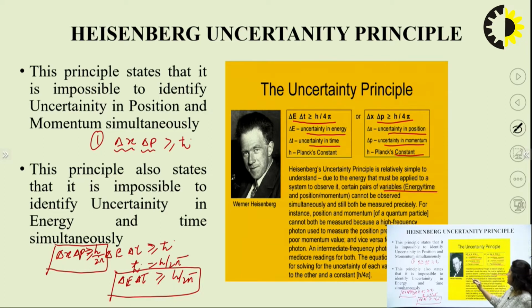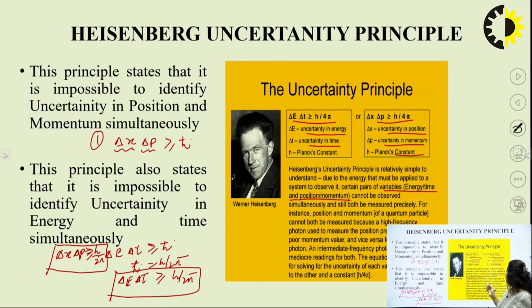certain pairs of variables like energy and time, position and momentum cannot be observed simultaneously. It also includes Pauli's exclusion principle, that no two electrons can be at the same energy level at the same time. The electrons must be at different energy levels at the same time. So, this is called the Heisenberg uncertainty principle.